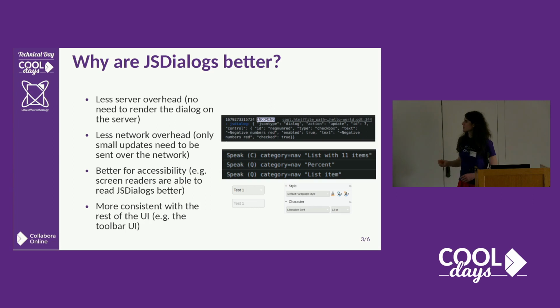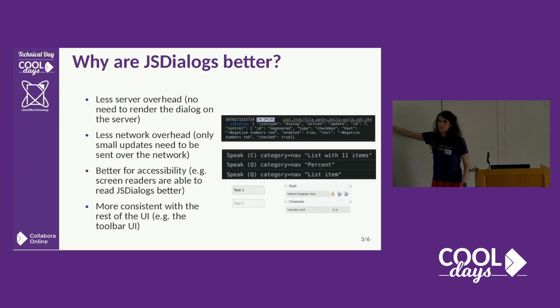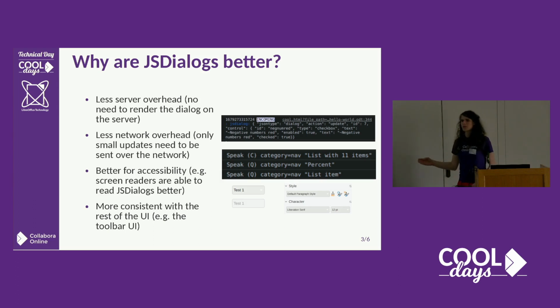They're also better for accessibility. This is Google's Chrome extension for a screen reader, and it can see what the different parts of a JS Dialog are, whereas if you look at it on a tunnel dialog, it will just say dialog area, and it won't be able to read that properly. And it looks much more consistent with the rest of the UI as well, which is rendered out in HTML elements.